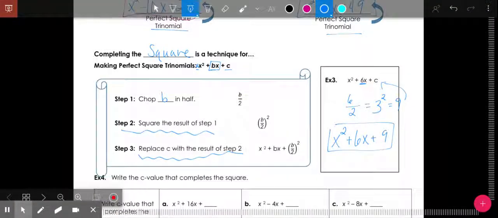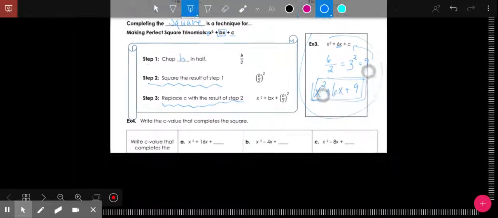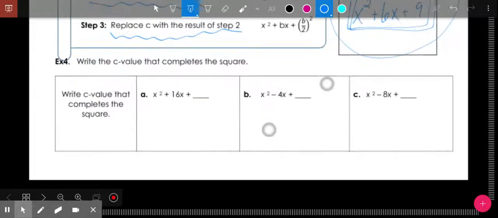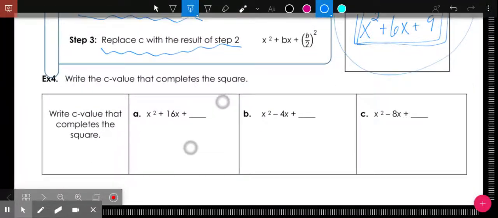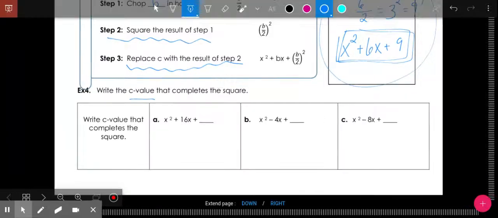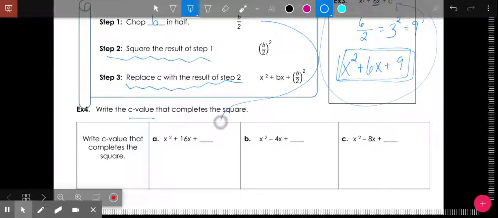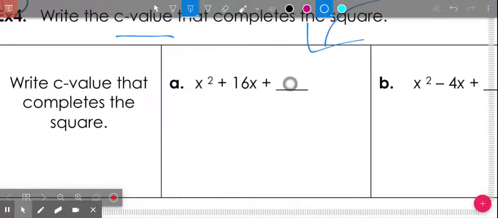Okay, so that's what we're going to be doing today. That whole process right there, that's going to be our big goal. All right, so looking at our first examples, we're just finding those c values. So we're going to do this whole process right here to create our perfect square trinomials. So step 1, chop the b value in half. Our b value is the number in the middle. So we're going to do 16 over 2.